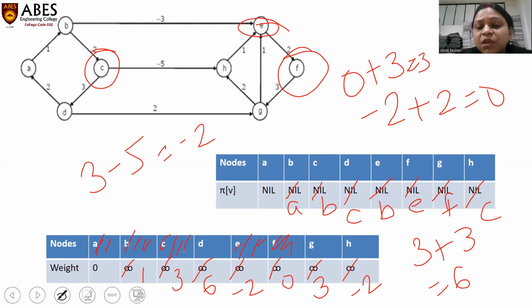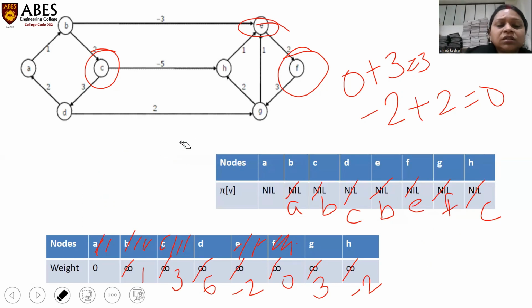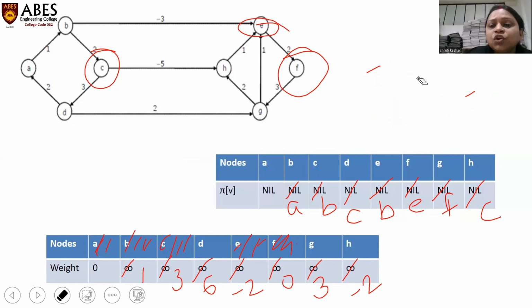Now let's check for the minimum value. This time the minimum value is H. H is containing the minus 2 value here. Now check for the edges starting from H. From H, there is only one edge starting, and it's going from H to E. But E is already visited, so it will not update any value.